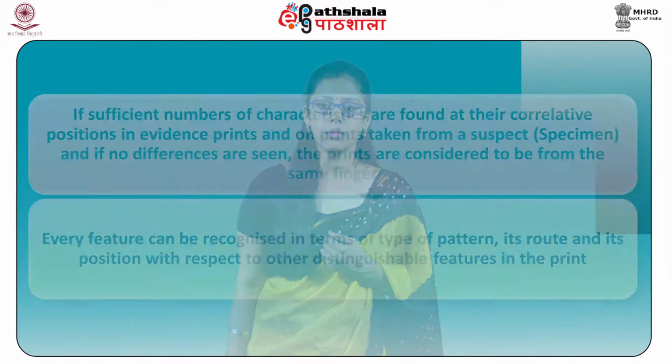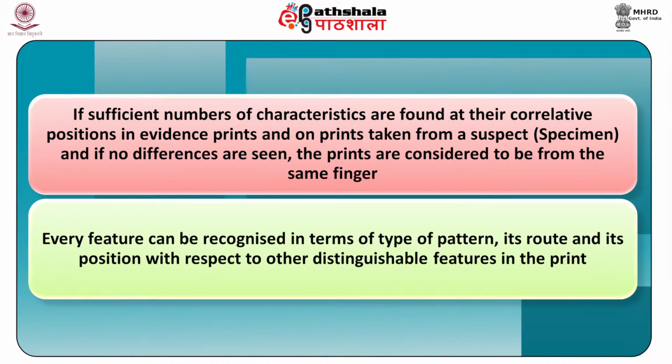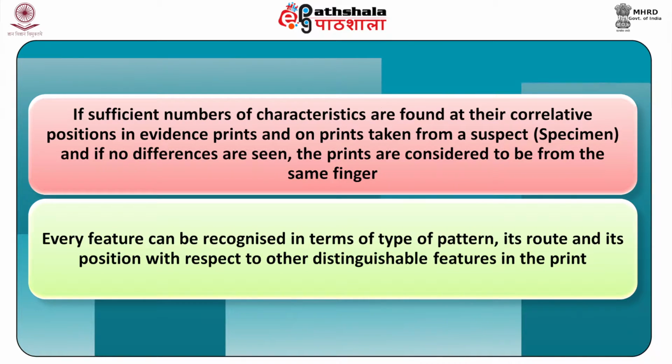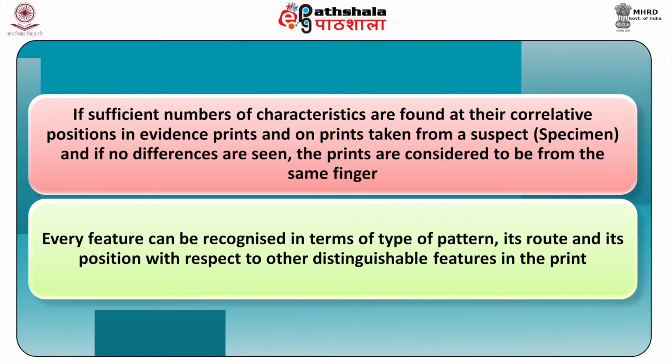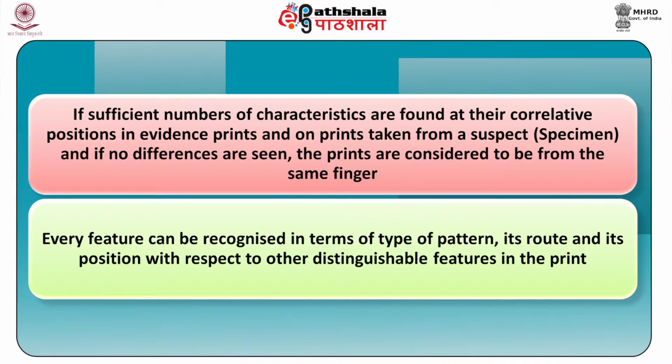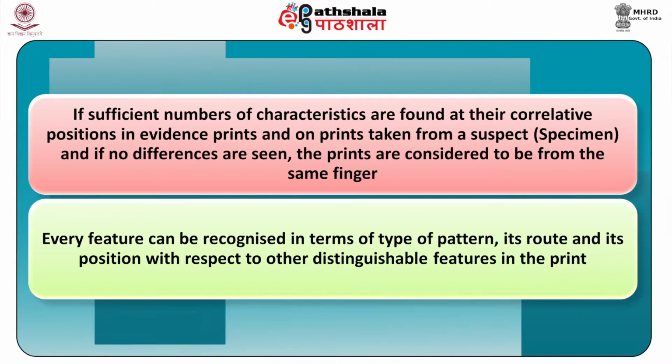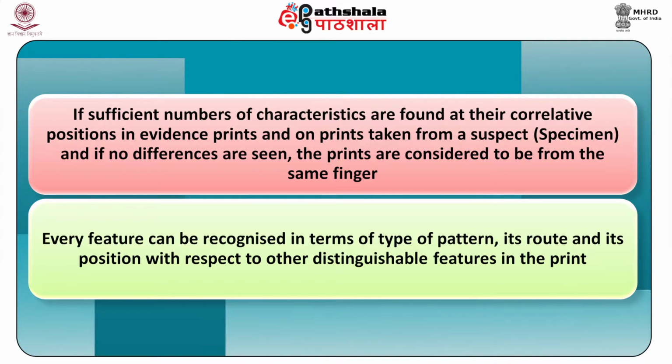Thus, identification must be based on more detailed examination of ridge characteristics which are independent of the pattern. This comprises the second level of detail. Some of the features that are studied are ridge ending, bifurcation, dots and closures, islands, bridges, lakes, crossings, etc. If a sufficient number of these characteristics are found at their correlative positions in the evidence prints and in the prints taken from the suspect, that is the specimen, and if no differences are seen, the prints are considered to be from the same finger.